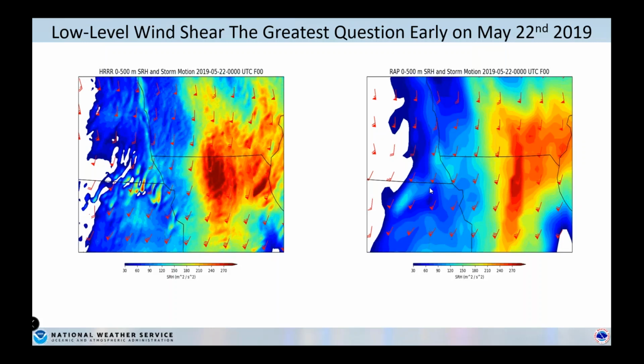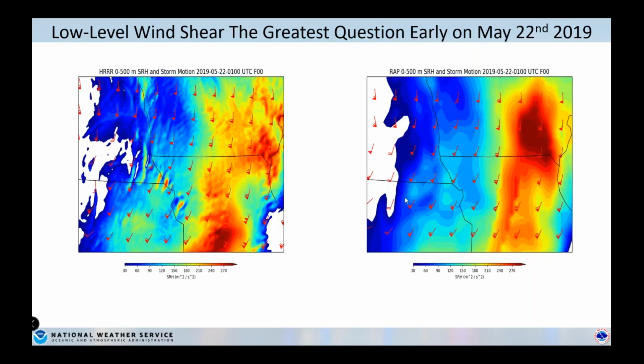And one other thing that I want to point out is that I'm just using Bunkers storm motion. So this is essentially the storm relative helicity output directly from the HRRR here. I haven't made any adjustments to the surface wind field or to the storm motion. Had I done that, we would actually probably be getting some higher storm relative helicity values, at least from the HRRR output. And if we incorporated that into the RAP, we probably also would see a modest increase in the RAP output.